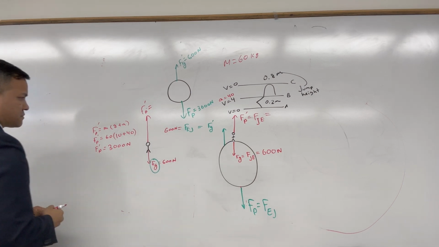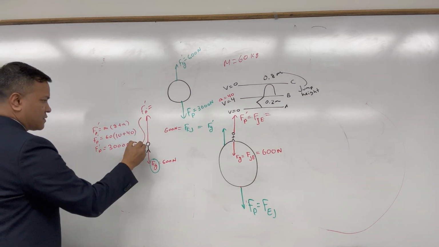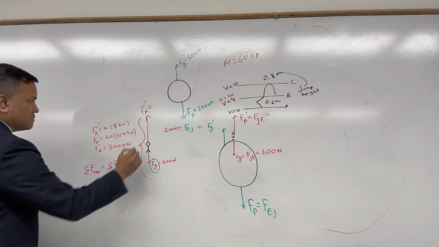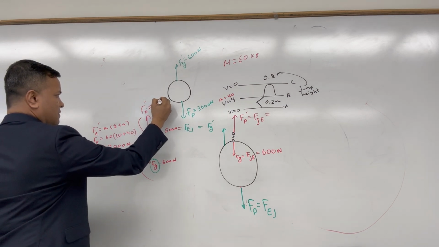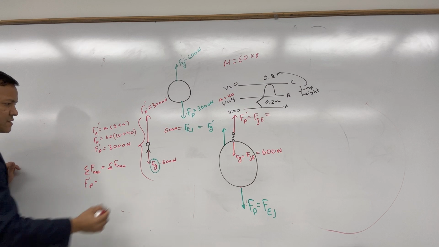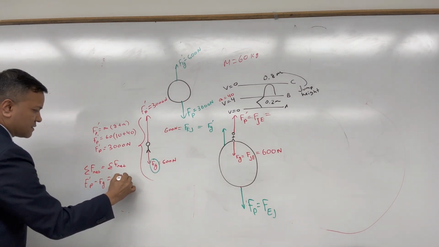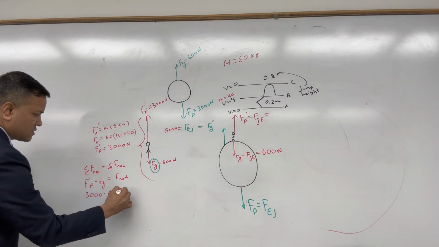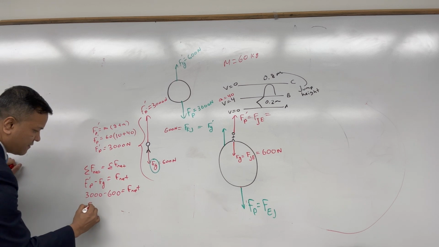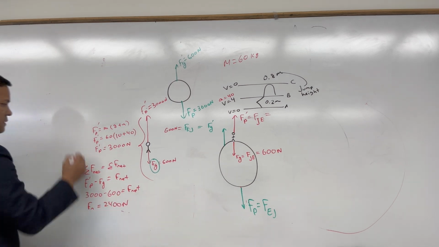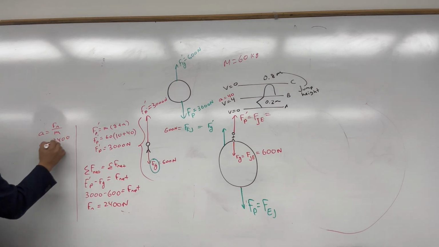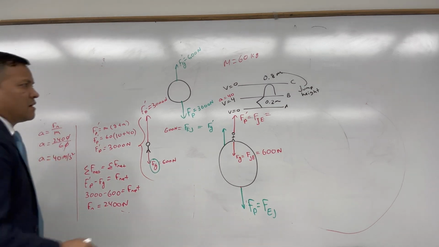Let's find the acceleration. To find the acceleration, we have to find the net force. What is the net force? F net is equal to F prime P minus Fg. So 3000 minus 600 is equal to F net. So F net is 2400 Newtons. Now acceleration is F net over mass. So acceleration is 2400 divided by 60. The zeros cancel, 40. We knew that already. It's not a big deal.